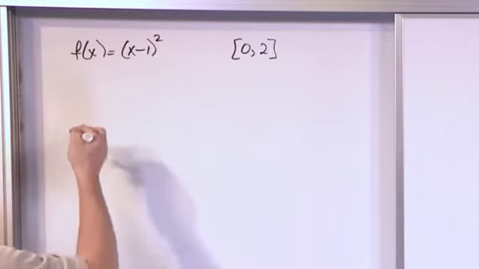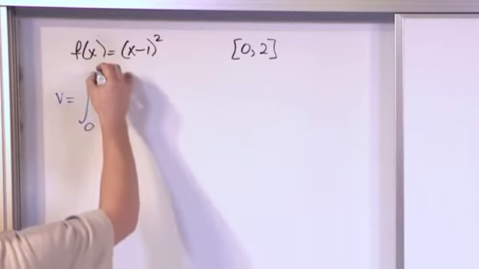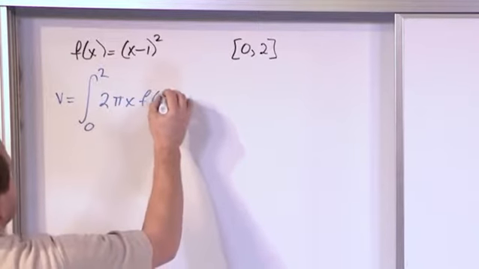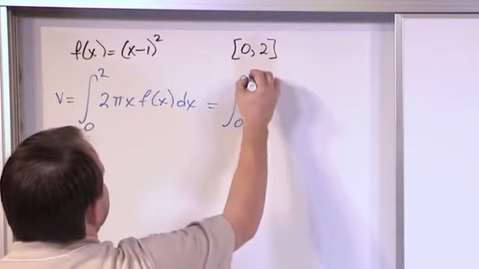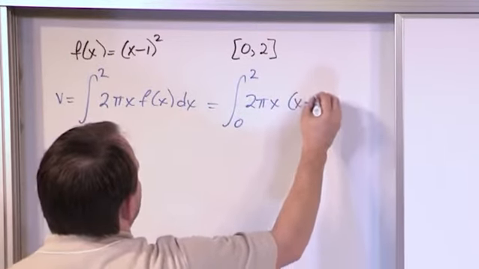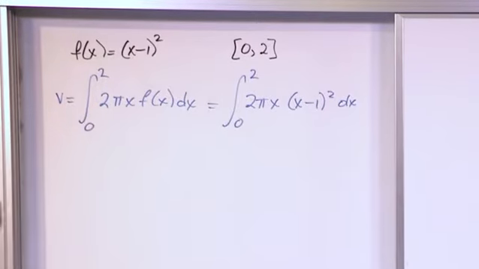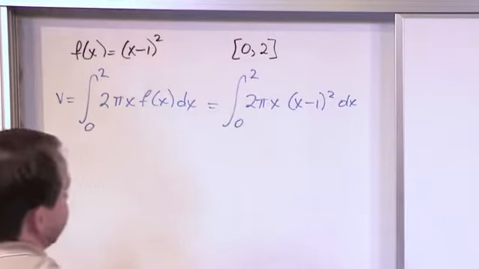So even if you don't have a graph, you apply it very mechanically. Integral from 0 to 2, 2 pi x f of x dx. In this case, it would be integral from 0 to 2, 2 pi x (x minus 1) squared, that's f of x, dx. And the rest of the problem really and truly just boils down to solving this.